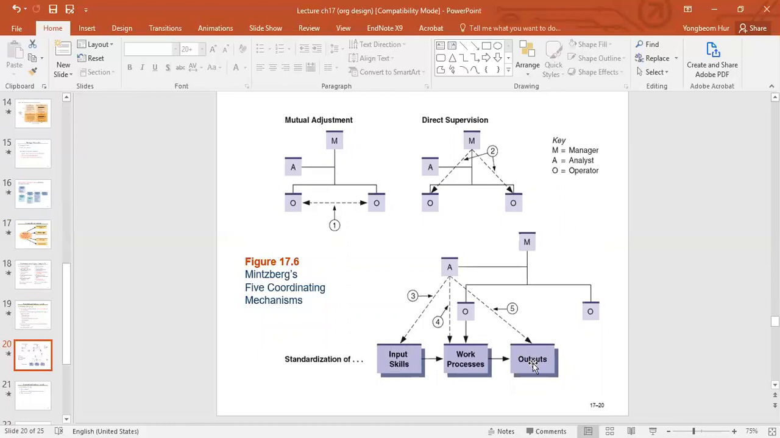Other organizations focus on output, like quality control, like manufacturers. They emphasize quality control, so any product that did not pass the quality control standard, they don't put in the market. So they're able to maintain high quality by focusing on quality control. And some organizations focus on the processes themselves.